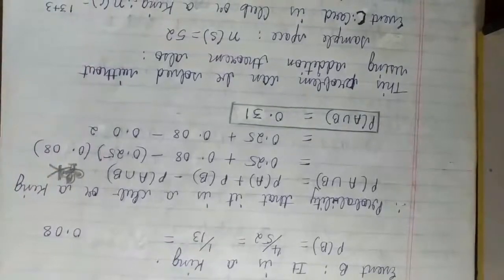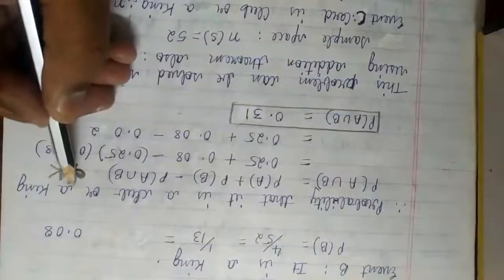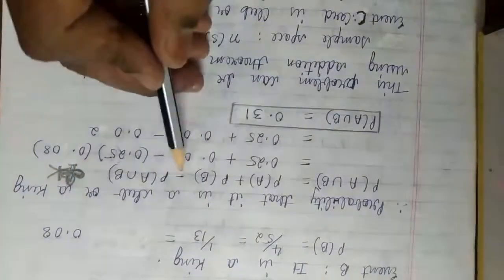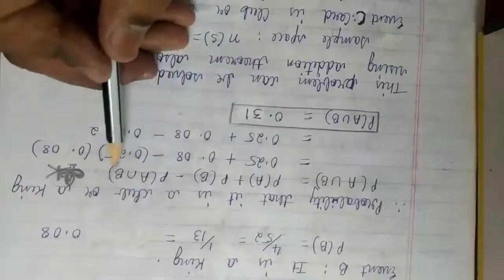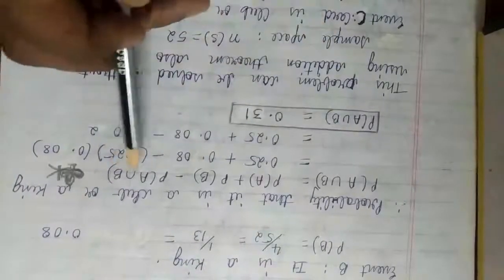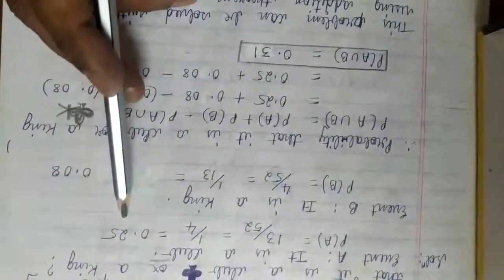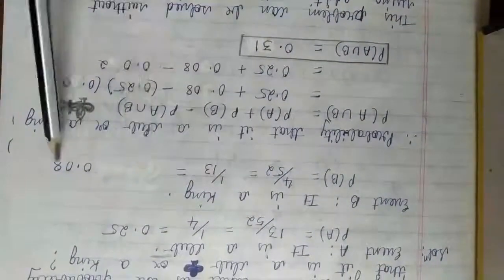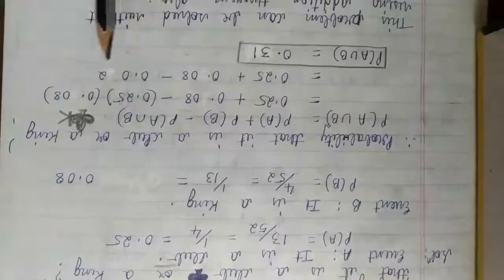This way it can be, right? So that is why, because both the events can occur at the same time, we have this part also, minus probability of A intersection B. Okay, so we have written the formula, just substitute probability of A, we have found out it is 0.25, probability of B 0.08, minus probability of A intersection B.